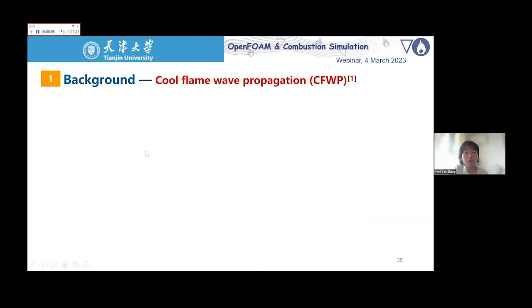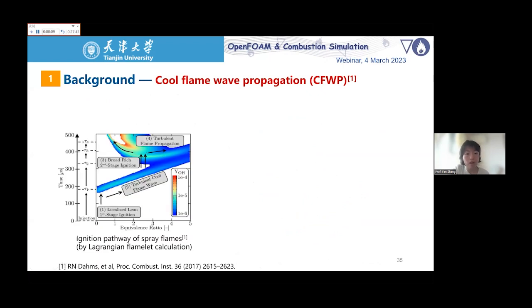The interaction between the cool flame and the high temperature flame has been found in previous literature. For example, by Lagrangian flame rate calculation, people found the ignition kernels are formed in a lean, relatively high temperature region, and then a cool flame formed from this kernel. After that, the high temperature ignition and high temperature flame are formed. So they found the high temperature flame propagation was assisted by the cool flame wave propagation. The details will not be given in this case.